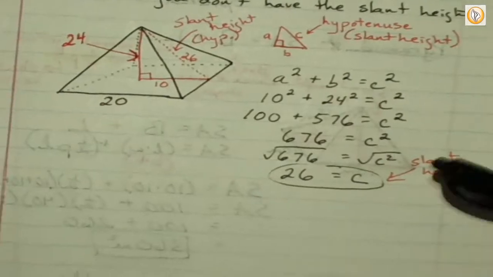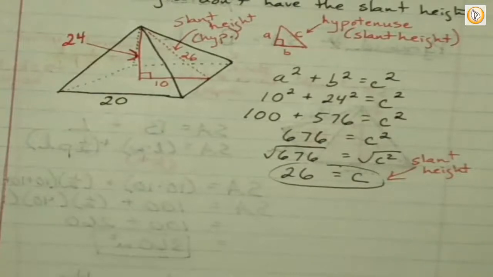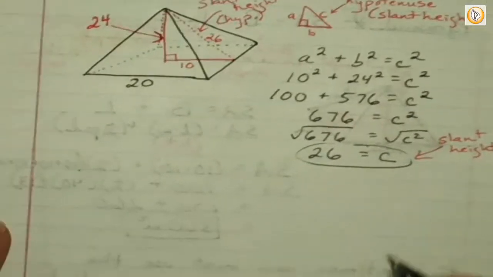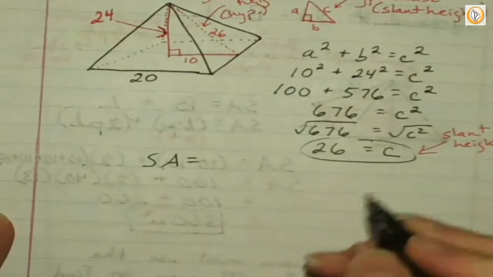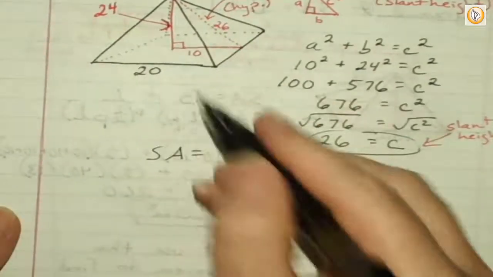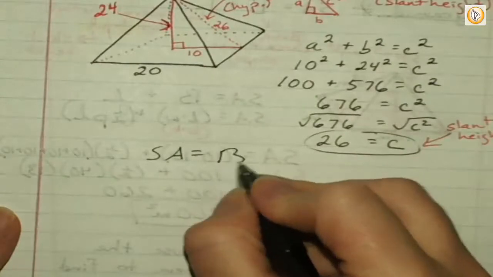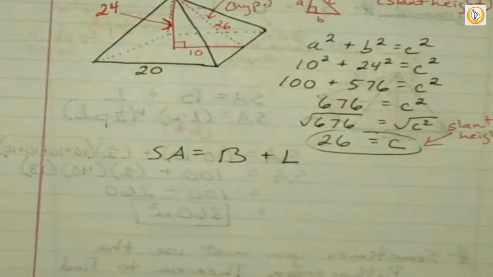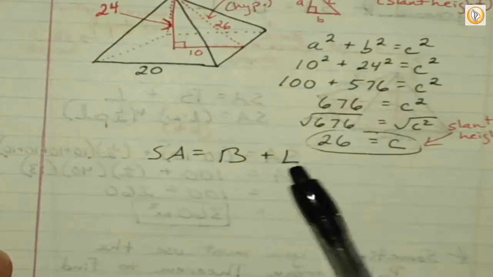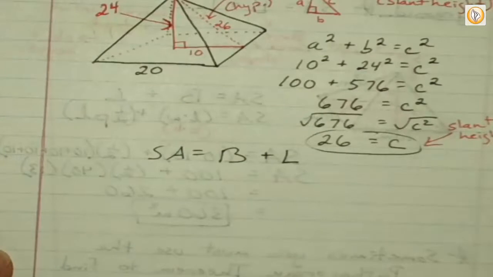All right, so let's continue. Now we have the slant height. Let's find the surface area. You remember the formula for a pyramid is, in fact, big B plus big ol' L. But we now know that the L is really something else.